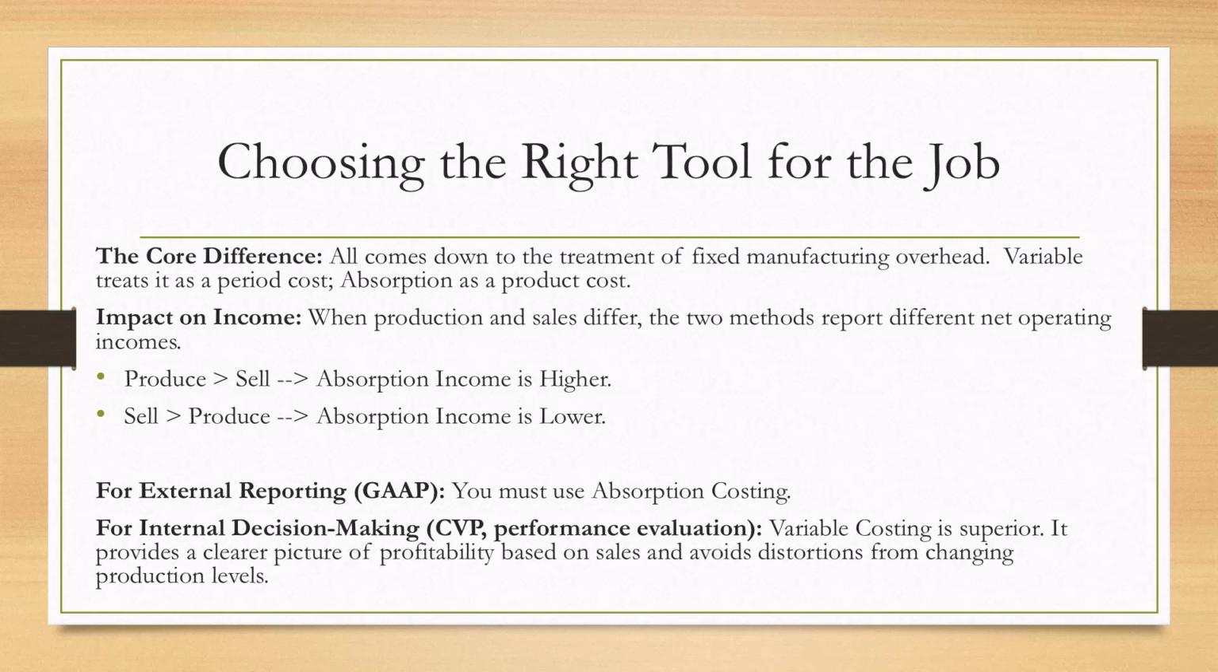Remember the rules. When you produce more than you sell, absorption income will be higher. When you sell more than you produce, absorption income will be lower. For external reporting under GAAP, you are required to use absorption costing. However, for all important internal decision-making, such as CVP analysis and performance evaluation, variable costing is the superior method. It provides a much clearer picture of profitability that is directly tied to sales and avoids the distortions that can arise from changing production levels.